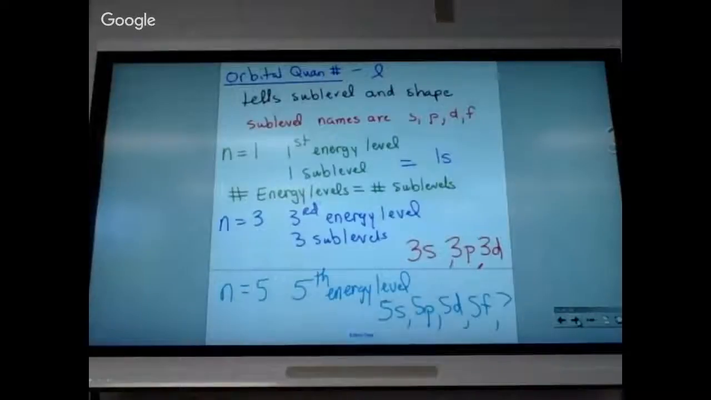The orbital quantum number, L, tells what 2 things? Sublevel and shape. If n equals 1, you're in the first energy level. You are only allowed how many sublevels? 1. What is that one sublevel's name? 1s. If n equals 2, how many sublevels can you have? 2. What are their names? 2s and 2p.